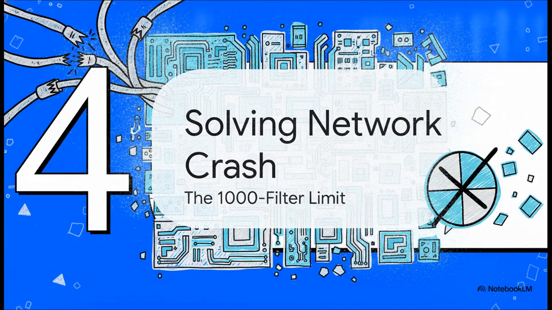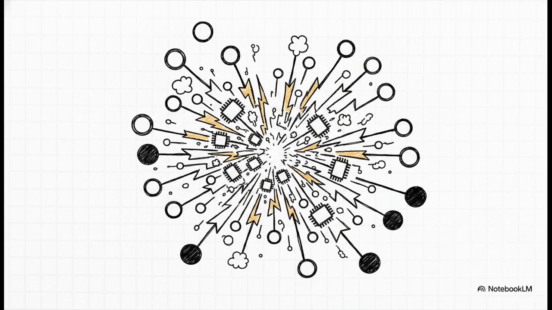Moving on to Section 4, solving the network crash and the infamous 1,000 filter limit. Yeah, so the mashup wasn't perfect right out of the gate. As they started scaling up, the researchers hit a massive wall. They found that if the number of filters in the network exceeded 1,000, the residual variance started to exhibit some serious instabilities. The network would literally die early in the training phase.